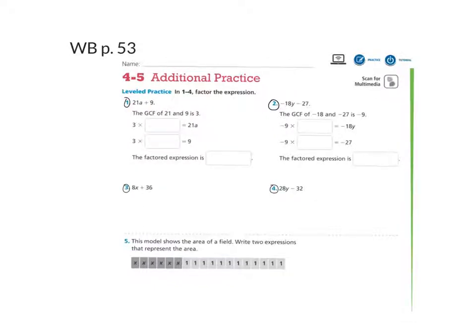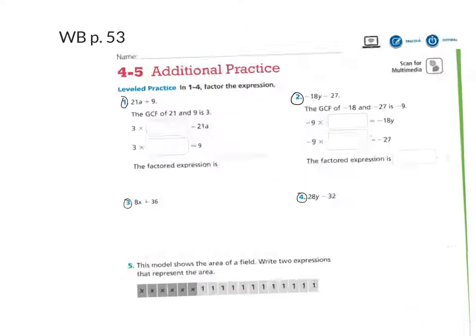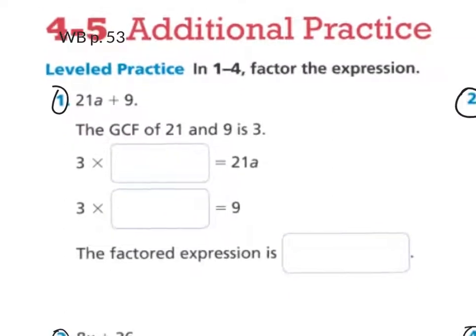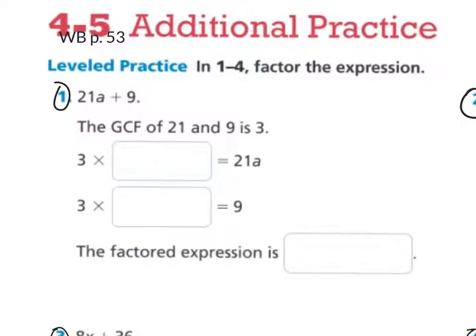Continuing our lesson on factoring expressions, if we look at workbook page 53, number 1, we have 21a plus 9, and they want us to factor that. First of all, they're kind of giving things away a little bit here. They're telling us that the greatest common factor is 3. And so then, a thought process here.